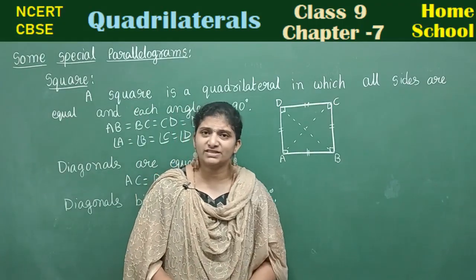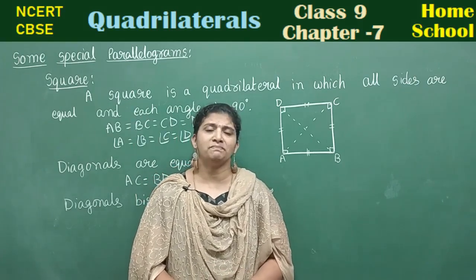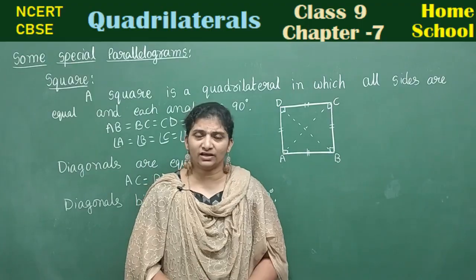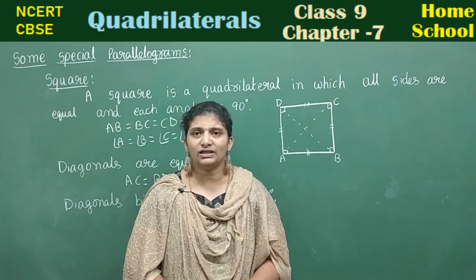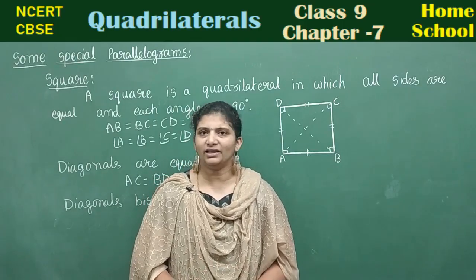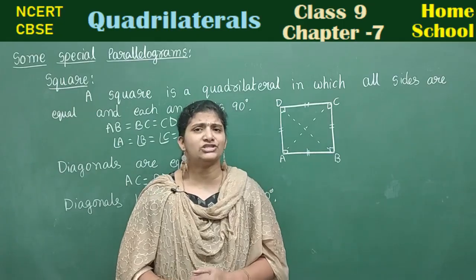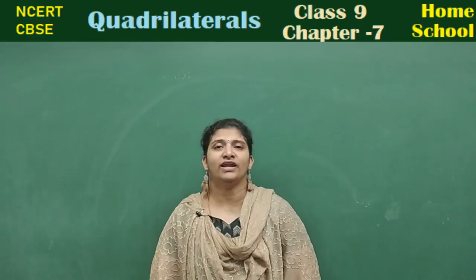What all have we discussed today, children? Trapezium, isosceles trapezium, kite, parallelogram and special kinds of parallelograms: rectangle, rhombus and square. So please don't learn anything by heart. Try to understand each and every quadrilateral. Okay. With this, we are going to end our session, children.